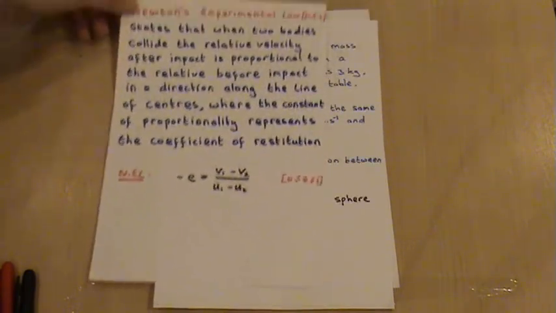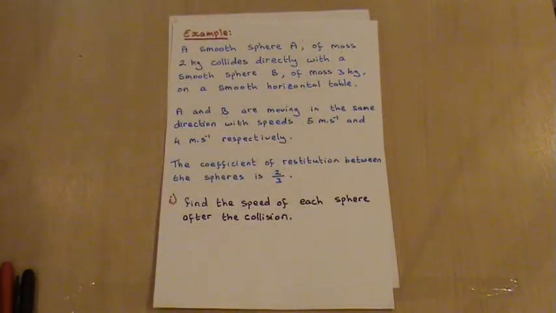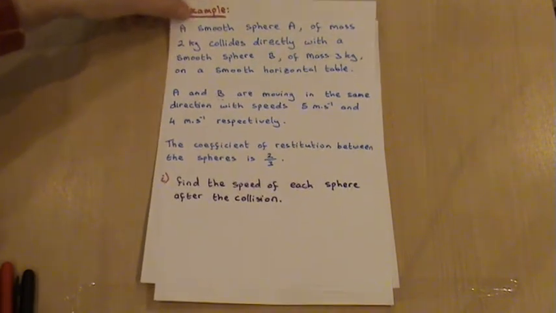Now here, if we look at an example where we've got a smooth sphere A of mass 2 kilograms and it collides directly with a smooth sphere B of mass 3 kilograms on a smooth horizontal table. If A and B are moving in the same direction with speeds 5 meters per second and 4 meters per second respectively, and we're told the coefficient of restitution between the spheres is 2/3, we want to find the speed of each sphere after the collision. So we can represent this information on a diagram.